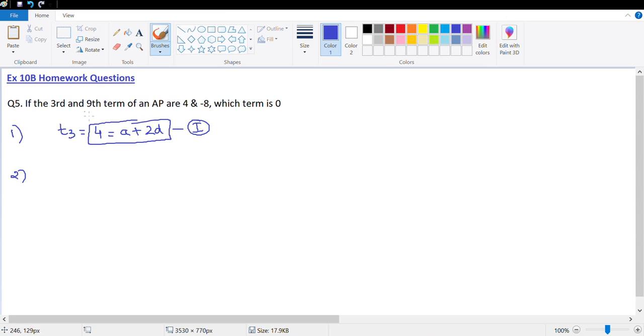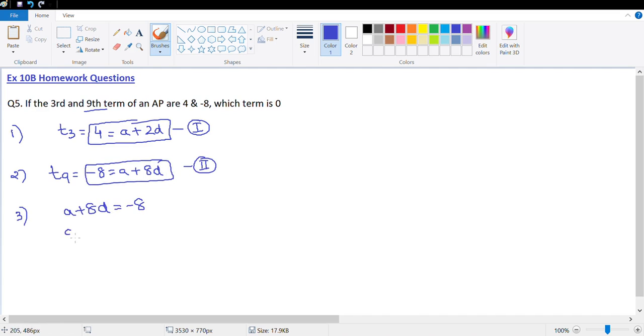Next, ninth term, which means T9 is equal to negative 8, which is A plus 8D. That's my second equation. Two equations, two variables. Let's go ahead and subtract them. So A plus 8D is equal to negative 8, A plus 2D is equal to 4. When I subtract, what I get is 8 minus 2, 6D is equal to negative 12. Therefore, D is equal to negative 2.